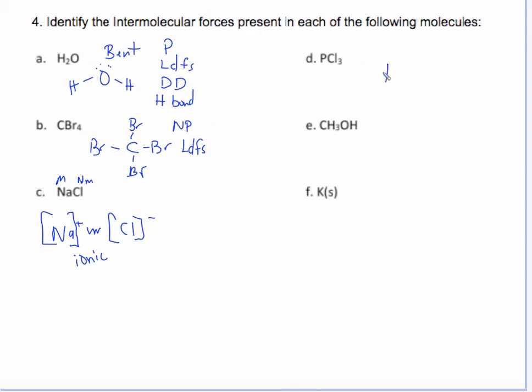Okay, PCl3, if you were to draw that, it would look something like this. I'm kind of leaving off the lone pairs on the chlorines, but anyway, you would end up getting that it would be trigonal pyramidal because it has this lone pair on the top here. So it's pyramidal, and all pyramidals are polar. So now, everything has London dispersion forces, but because it's polar, it has dipole-dipole forces.